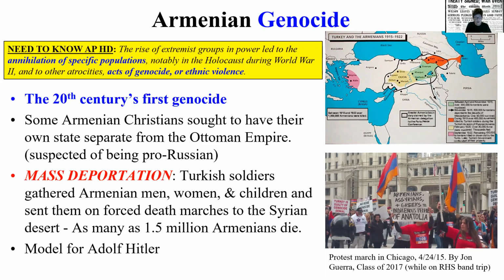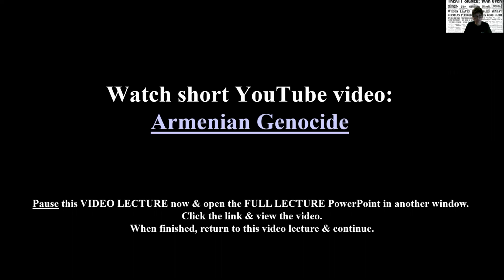This becomes a model for Adolf Hitler. When he was writing Mein Kampf, he was asked by Rudolf Hess, his secretary who recorded it, "Well, wait a minute, mein Fuhrer, we can't do that. I mean, what about what happened to the Armenians? Everybody was mad about that." He says, "Nobody's going to remember that." Pause the lecture, click on the link, and I'll be right back.